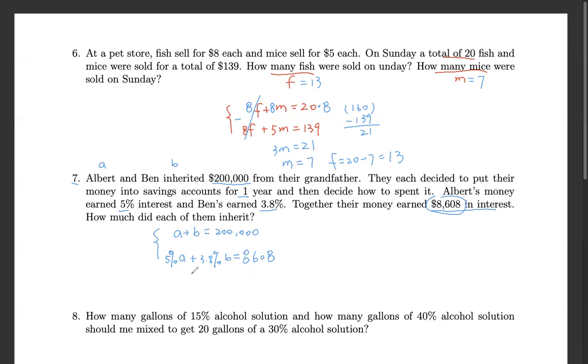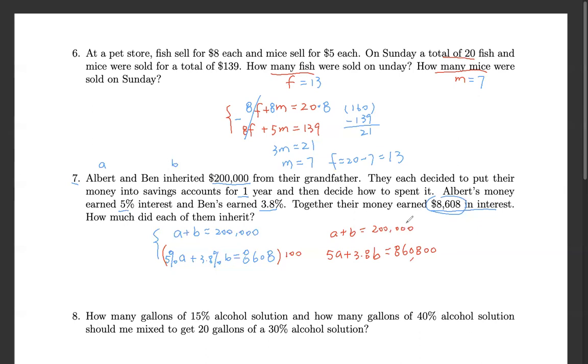Well, maybe we change the second one. How do we change the second one? We want to multiply by 100 because we don't want to deal with the percentage. Let's multiply by 100 to get rid of the percentage. So in that case, we get 5A plus 3.8B equals 8,608, adding two zeros. So this one is 860,800.